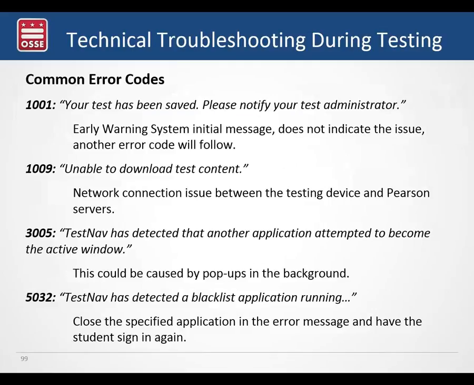Common error codes that students see in TestNav. We've just listed them out. Again, I won't read them all to you because they're pretty clear here, but a student could receive a 1009 error code that says unable to download test content, and they might raise their hand. That might indicate that there's a network connection issue between that student's device and the Pearson server or the ProctorCaching server.